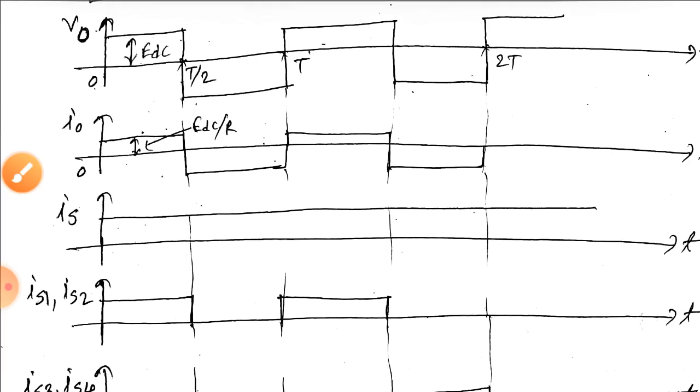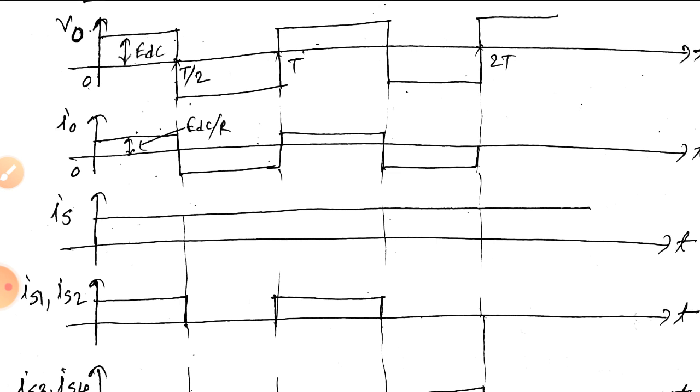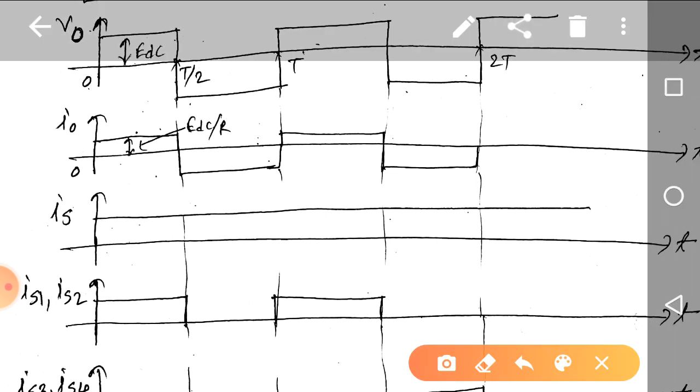Again, after T is equal to T, till T is equal to 3T by 2, right? 3T by 2 means at this instant, till this instant. So switches S1 S2 are again in the on state, and again the same cycle goes on repeating.